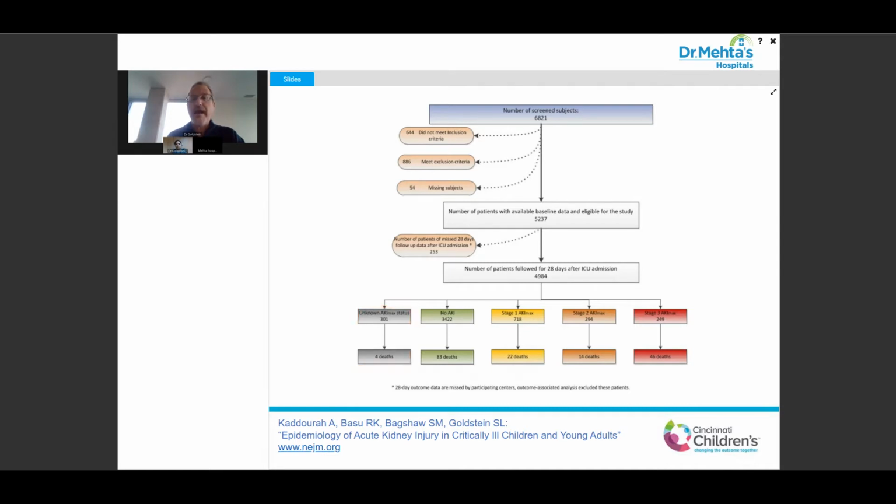The AKI prevalence rate was 27% for all patients. So 1 out of 4 patients in this prospective study developed acute kidney injury in the first 7 days of ICU admission. And 11.6% of patients developed stage 2 or stage 3 AKI, what we call severe AKI.